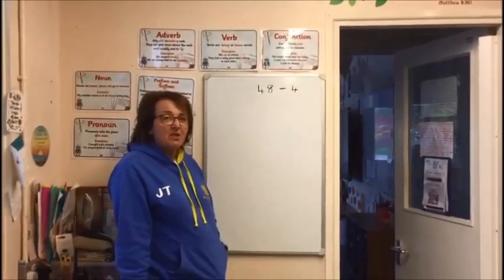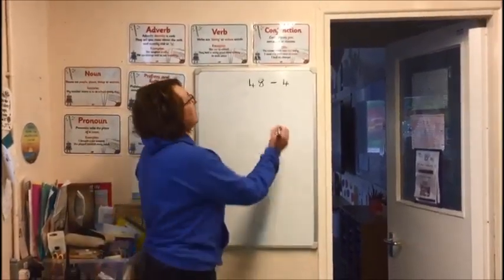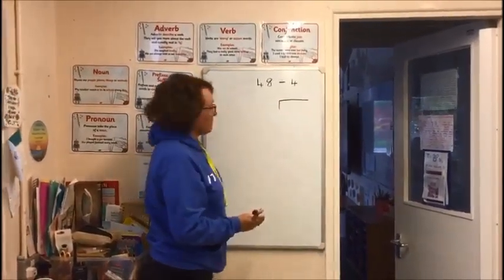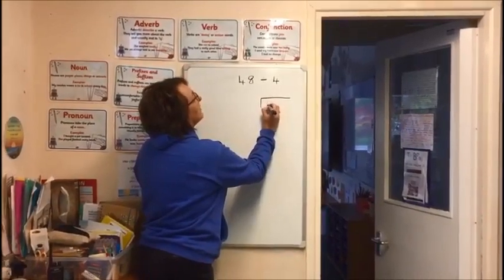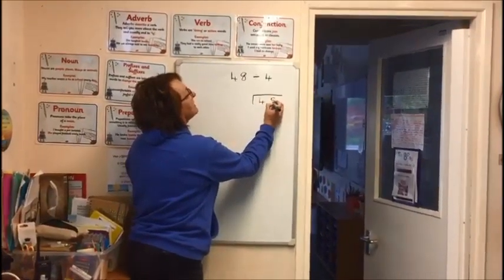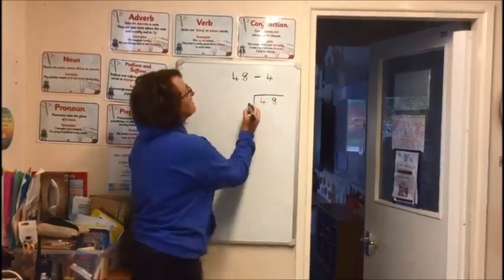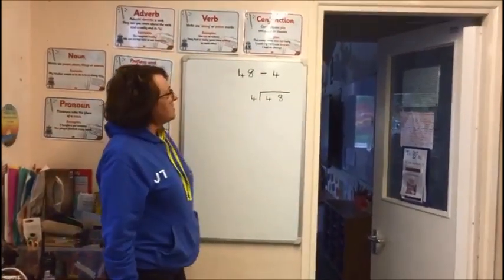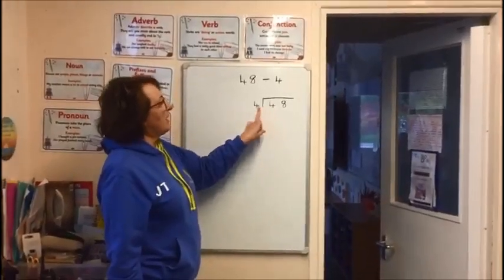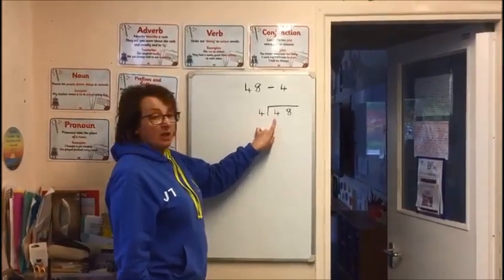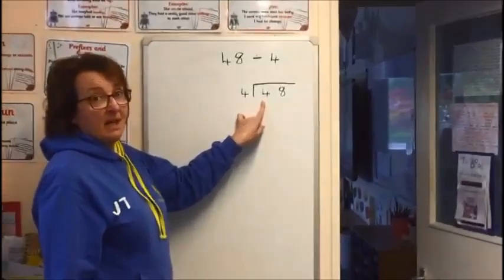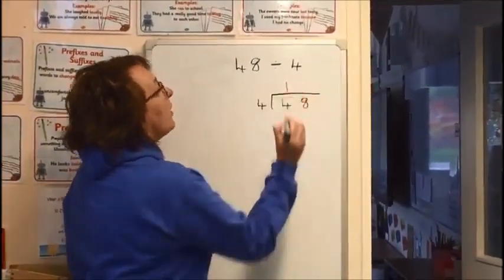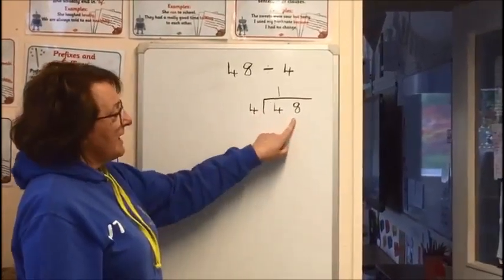And to do this, I'm going to use the bus stop method. So I'm going to draw my bus stop, and in my bus stop, I'm going to put my big number, which is 48. And on the outside, I'm going to put the number I'm going to divide it by. So what I need to do now is to look at my first number and say how many 4s go into 4. Well, the answer to that is 1. 1 4 makes 4. So I'll put a 1 above it, and then I go on to my next number.